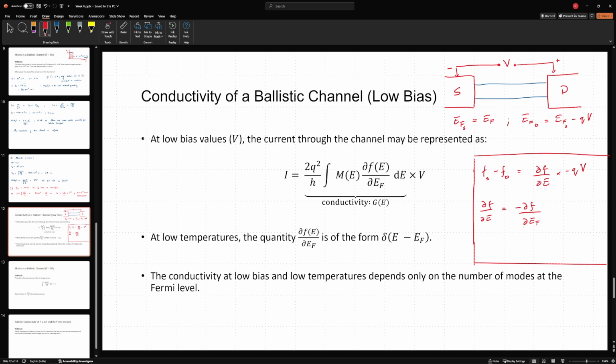So at T equal to 0 K, dou F upon dou EF is equal to delta E minus EF.